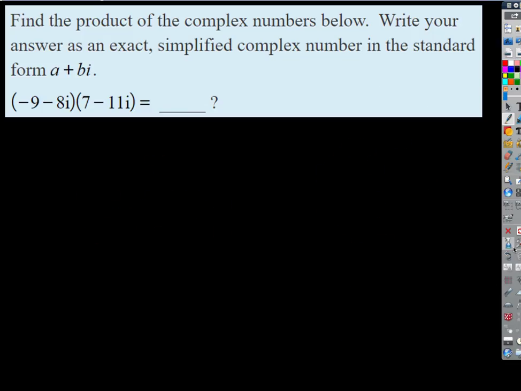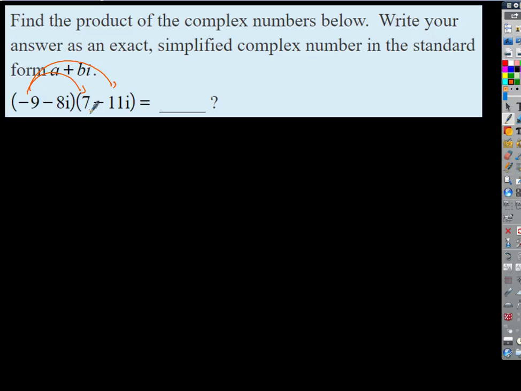So now let's do this problem. What are you going to do? We said treat i like a variable. What would you do if those were x's instead of i's? How do you multiply binomials like that? You FOIL, if you remember that. FOIL is really just another name for distributing. So we could distribute the negative 9.